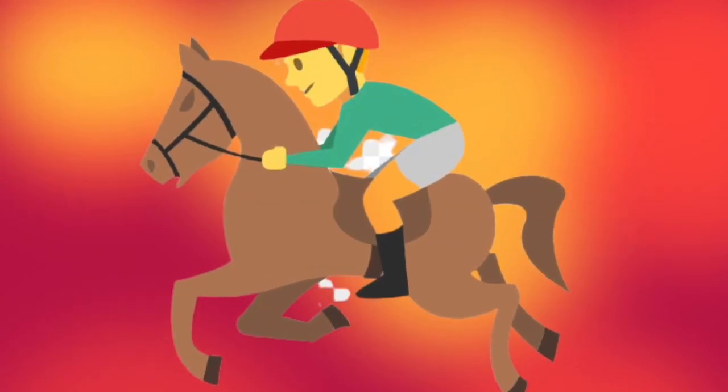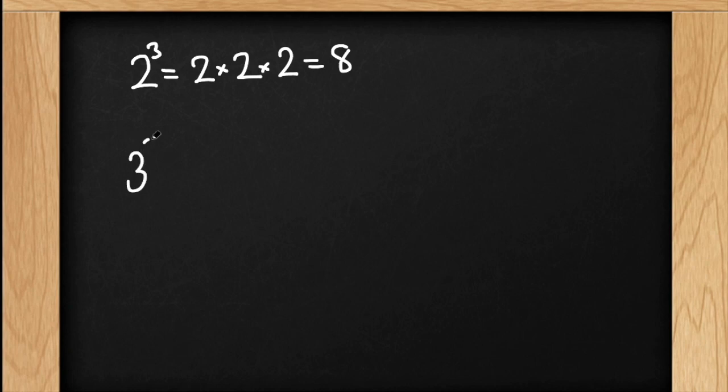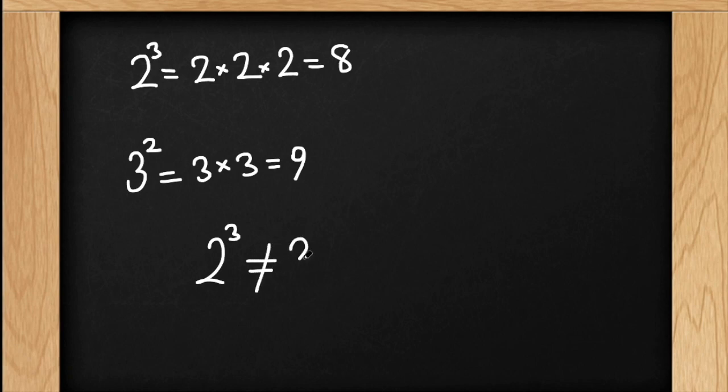Exponent operations do not have the commutative property. I mean, you can't switch the order of the numbers without getting a different result. Let me give an example. 2 to the third power is 2 times 2 times 2, which equals 8. But if we switch the numbers, I mean 3 to the second, 3 times 3 is equal to 9. So exponents do not have the commutative property. 2 to the third power is not equal to 3 to the second power. 8 is not equal to 9.